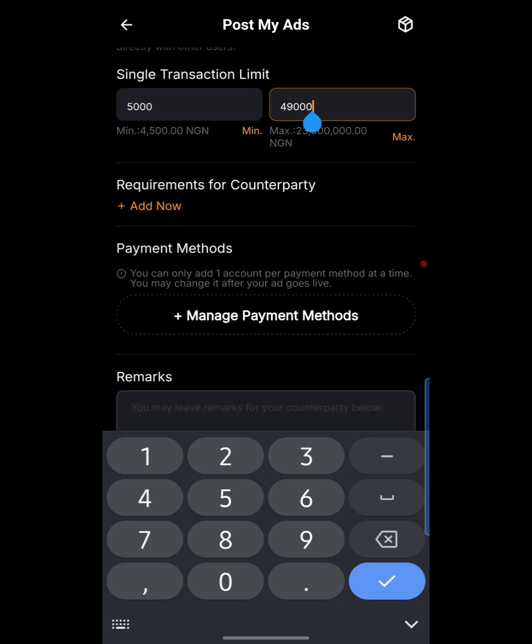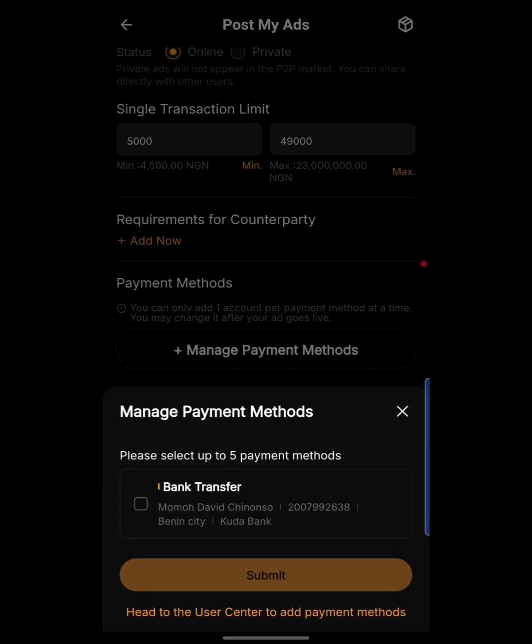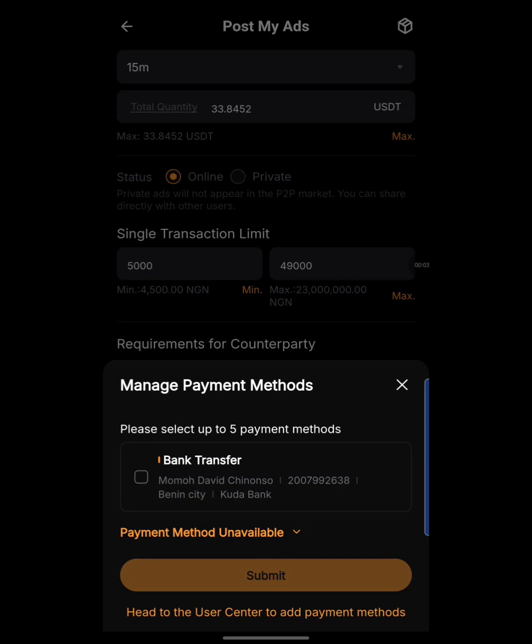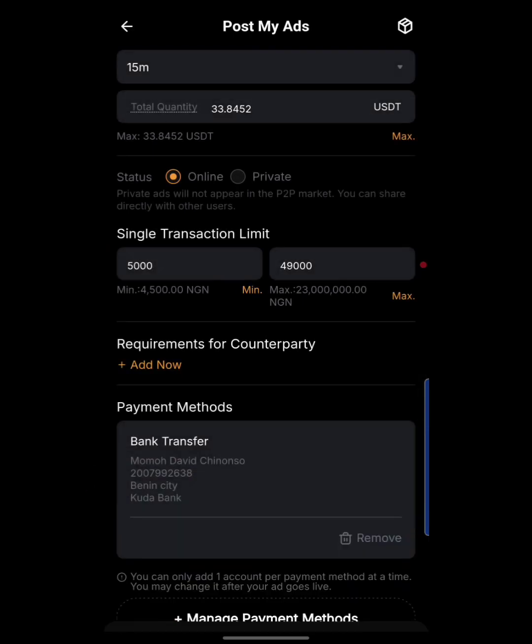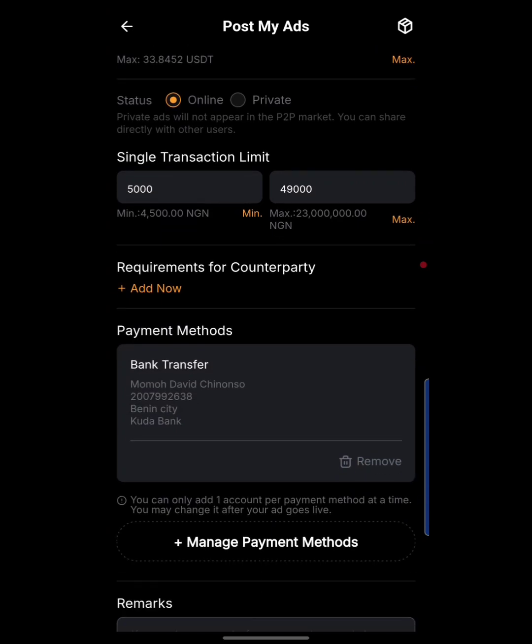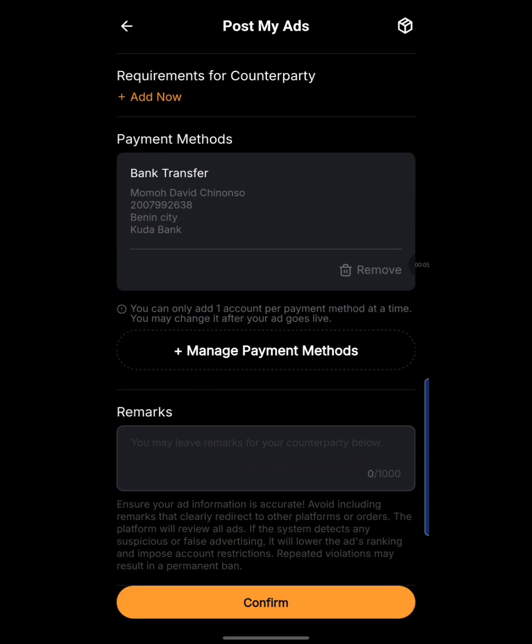So you can just simply add a payment method by hitting on manage payment method right here, and then you can simply add your payment method, guys. Okay, as you can see right here, it is please select up to 5 payment methods. Okay, so mine is already added right here. That's the reason why you can see mine right now. So I'm going to hit on this box right here and then I hit on submit, guys. Okay, so that is it. So as you can see, I already added my payment method right here. Okay, I can also add another payment method by hitting on the manage payment method button again, and boom guys, another one will be added. Okay, you can also remove a payment method by hitting on the remove button right here, as you can see guys. Okay, so that is basically how you can do that.